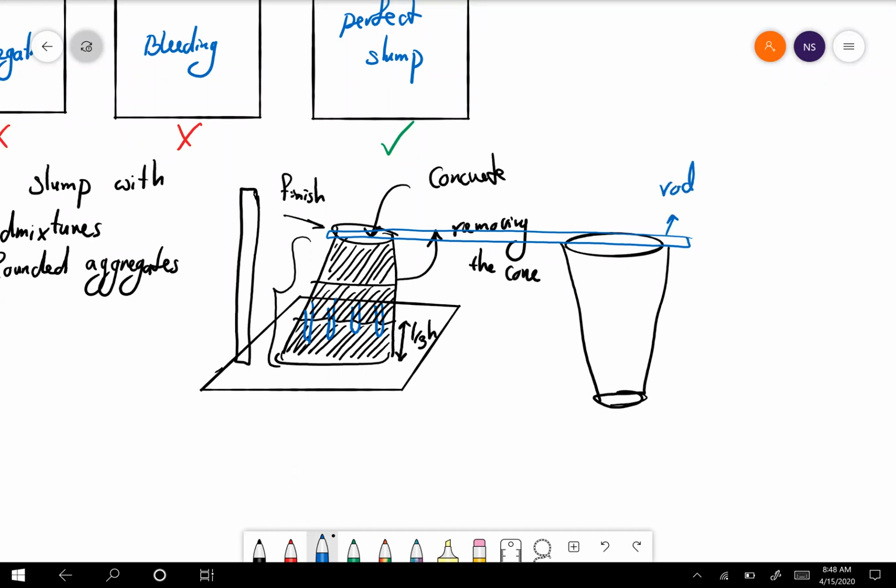After you remove the cone from the concrete, the concrete starts to shrink, or we call it a slump. The concrete starts to slump, and when it slumps, the level goes down. The difference between the slumped concrete and the actual height of the top of the cone is how much slump you have. This is measured in inches or millimeters.